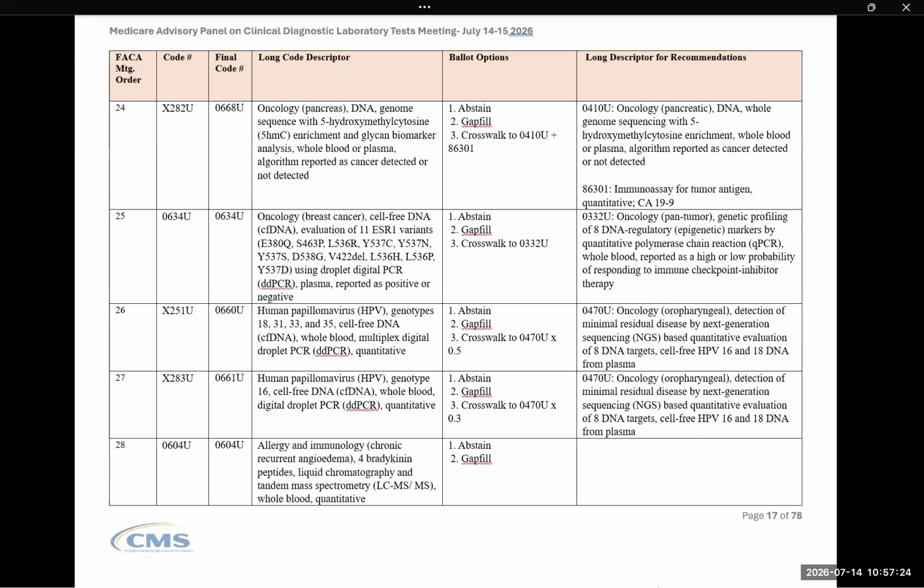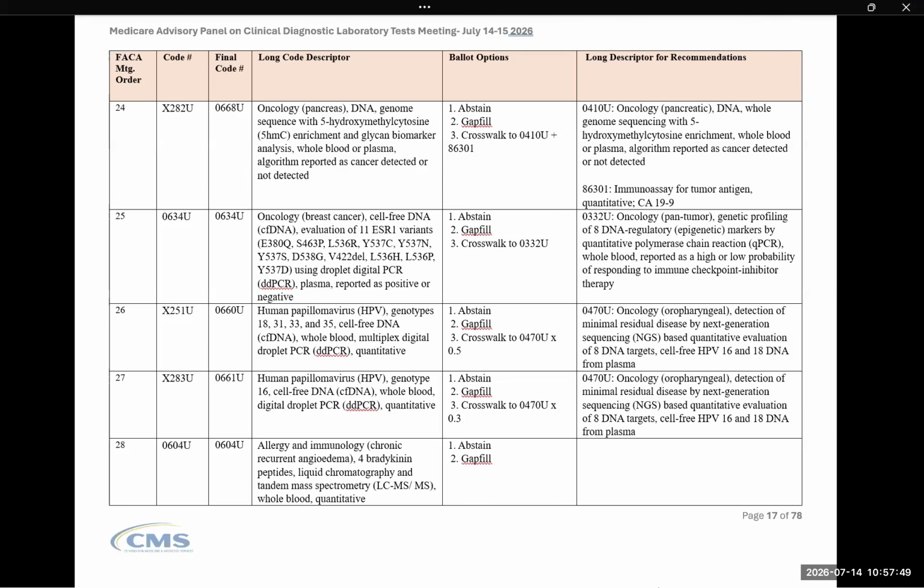Do we have any questions or comments from other panelists or CMS on this code? All right, if not, panelists, please cast your votes. Thank you.